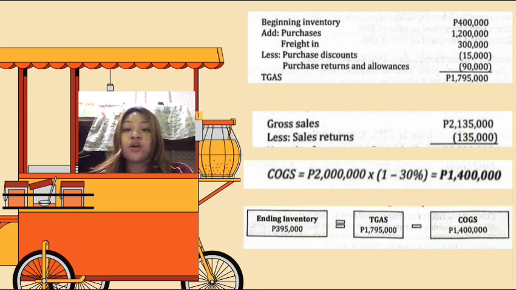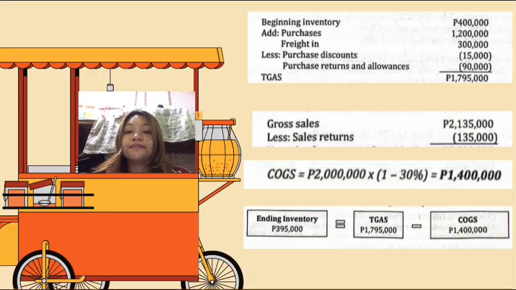So lastly, we compute the ending inventory since we already have the COGS, or TIGAS. So COGS or TIGAS is 1,795,000, and we minus the COGS of 1,400,000. Therefore, the ending inventory is.